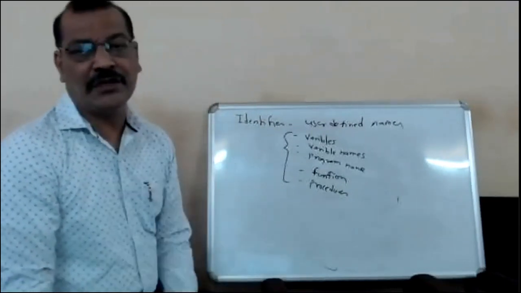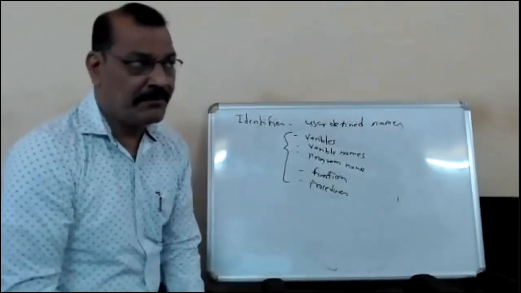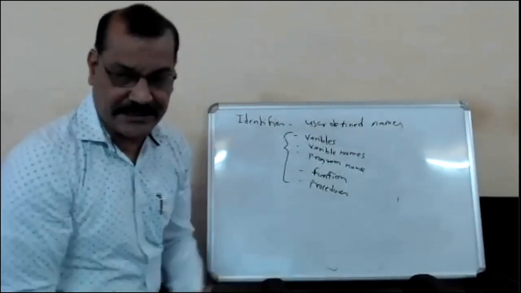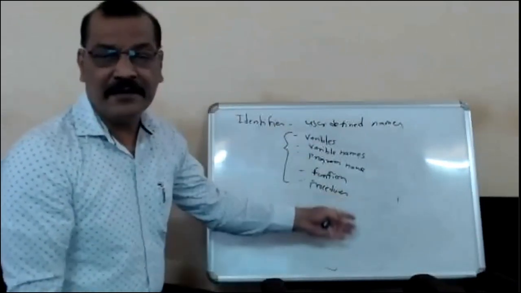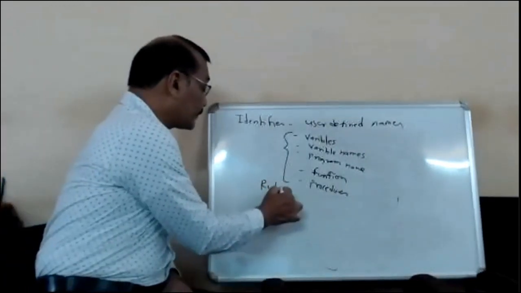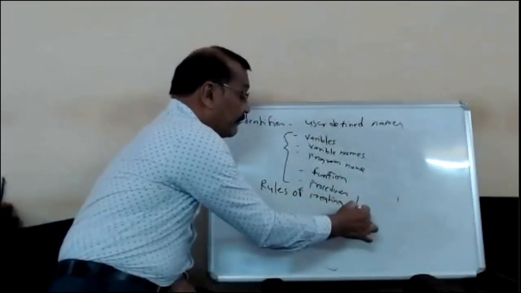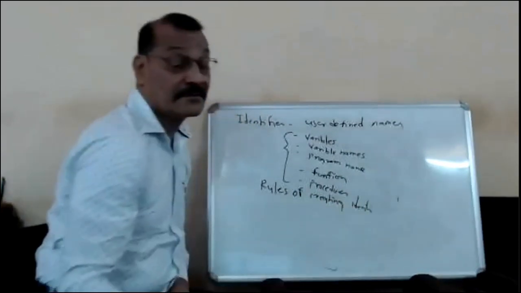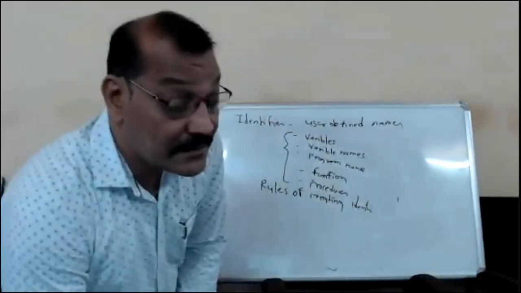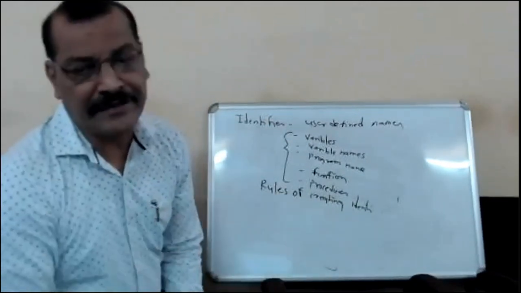All of you must know the rules of the identifiers, how to create the identifiers. It's very basic, but in our syllabus it is necessary to consider the topic and then we can proceed. Can anybody tell me the rules of defining identifiers? Rules of creating identifiers, whatever you may say. What should it contain?